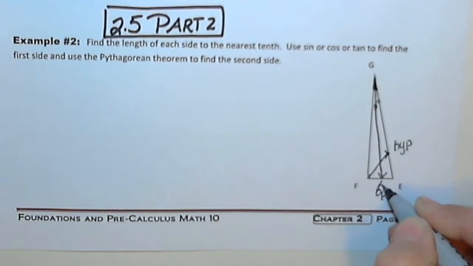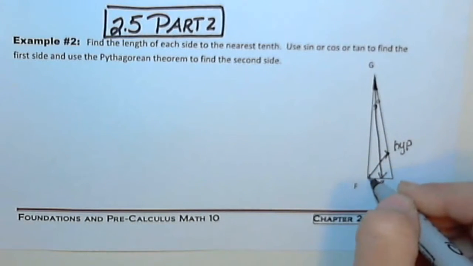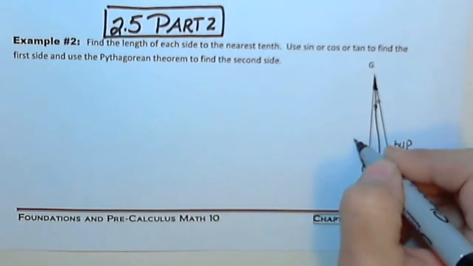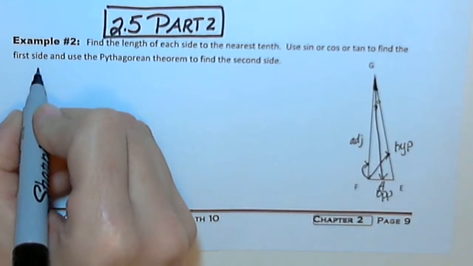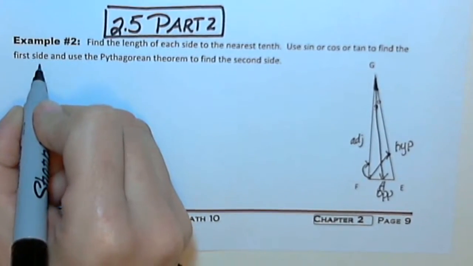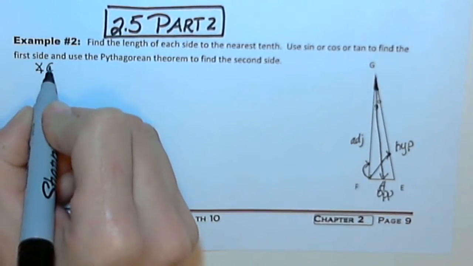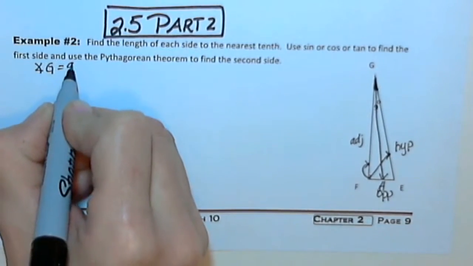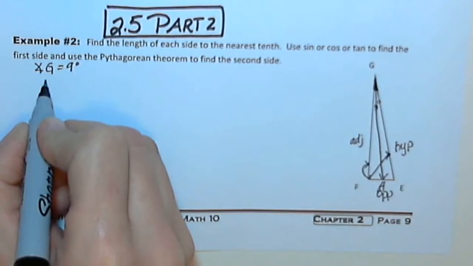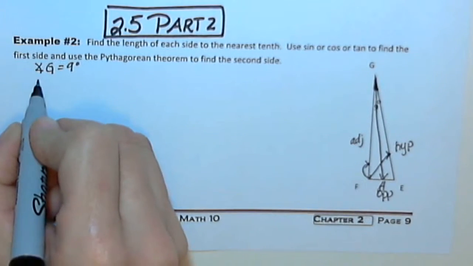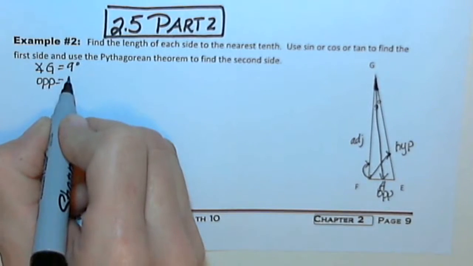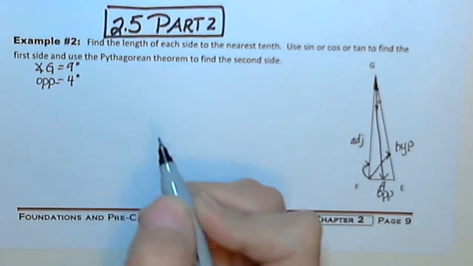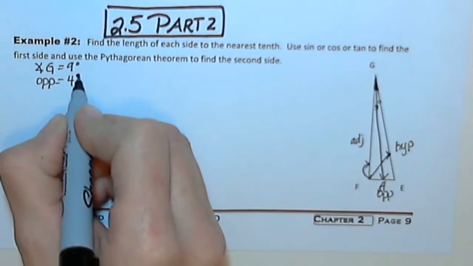And I've covered up part of my 4. And this side right here is my adjacent. Let's make a list. The list is very helpful. So what do we know? We know that angle G is 9. And sometimes I even put it right over here just so I know. And I know that the opposite is 4, not 4 degrees, just 4.